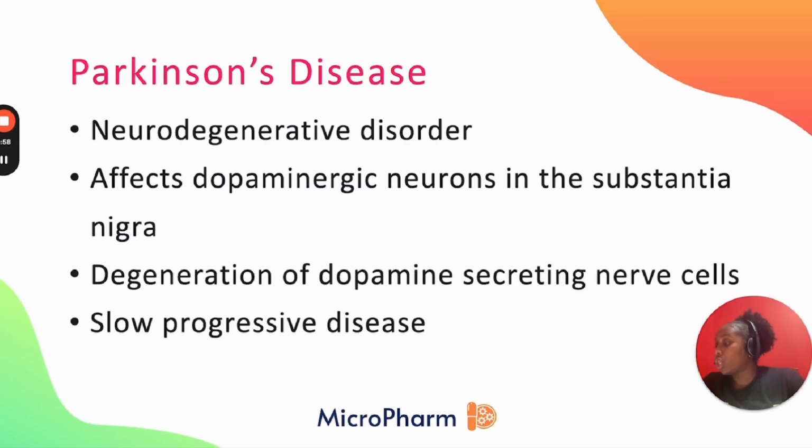Parkinson's disease is a neurodegenerative disorder that affects dopamine-producing neurons in the substantia nigra, which is located in the midbrain. There is basically a degenerative loss of dopamine-secreting nerve cells, which results in a slow, progressive worsening of motor function, as well as other symptoms that I'll go into.